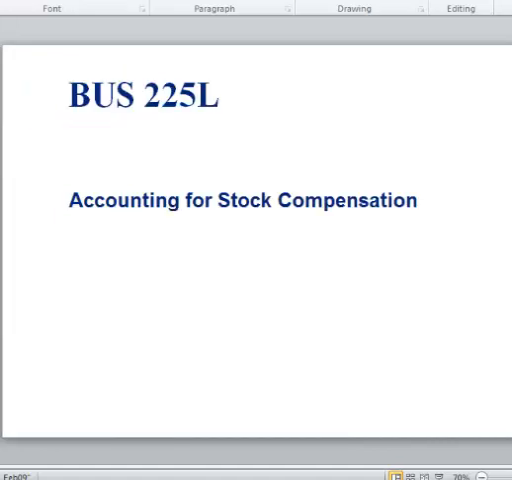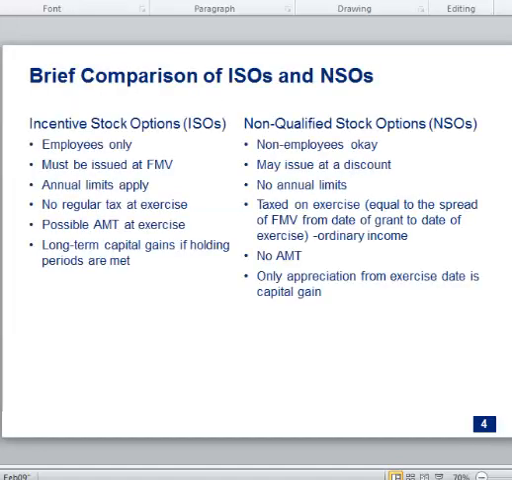So we're going to skip that. We're going to go right for stock compensation. Okay? So we're going to start with the basics of stock compensation. So we're not going to talk about tax accounting first. We're just going to talk about what are these awards, how are they taxed.